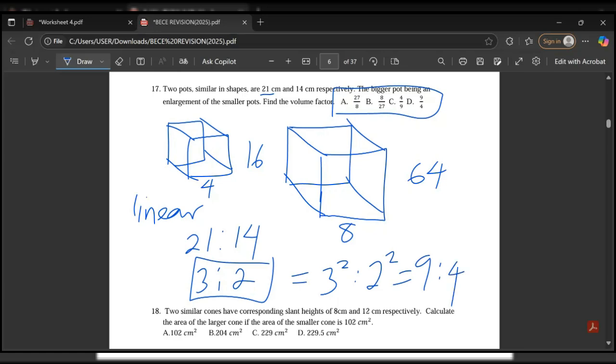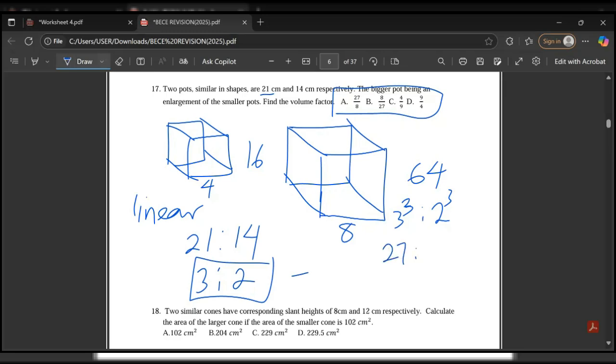All right? But if it is volume, we usually have the units of volume to be in cubic, right? So we are going to cube it. So that's going to be 3 cubed ratio 2 cubed, which will give us 27 to 8. If you want to write this as a fraction, that will be 27 over 8. So that is option A, which is the answer. I hope that is clear.